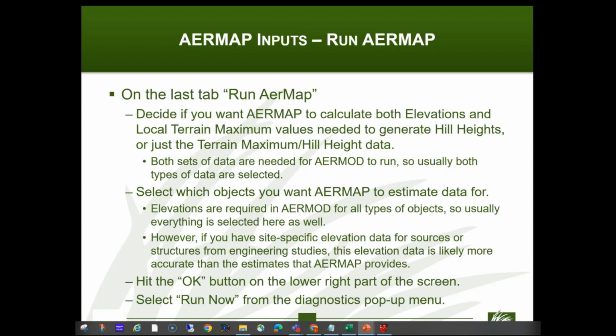But the same thing, if you have maybe engineering data that shows what your building and source elevations are, that is probably better than the estimate that is provided in Aermap. So if that's something that you have access to, you may want to substitute that information for the heights of the buildings and the sources, the one that Aermap provides. But either way, select what you want Aermap to do and you hit OK. The OK button on the lower right part of the screen, and then select Run Now from the Diagnostics pop-up menu.